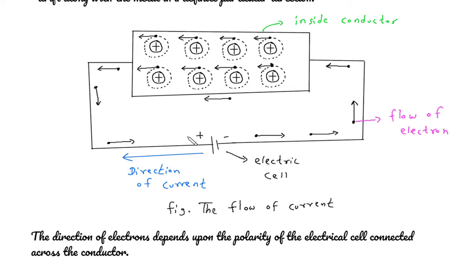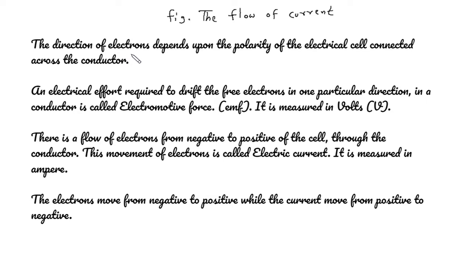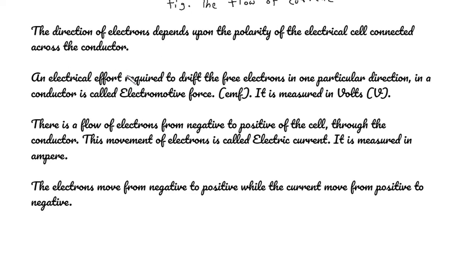Here we can see we have applied an electric cell to this conductor and all the electrons move in a particular direction. This direction depends upon the polarity of the electric cell. The electrons move from the negative terminal of the cell to the positive terminal, and current flows from the positive terminal to the negative terminal. The direction of electrons depends upon the polarity of the cell connected across the conductor.